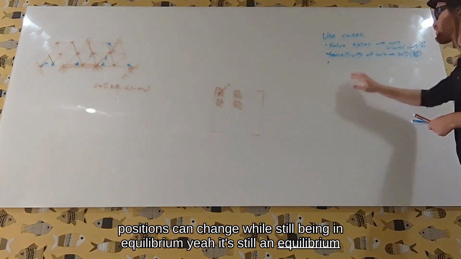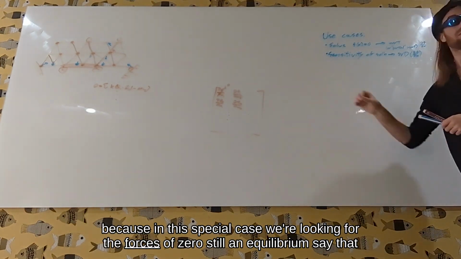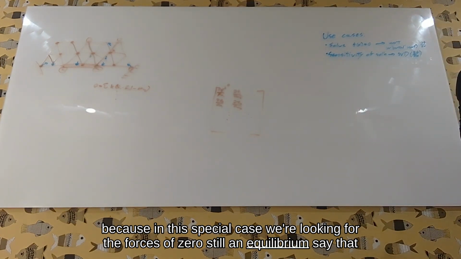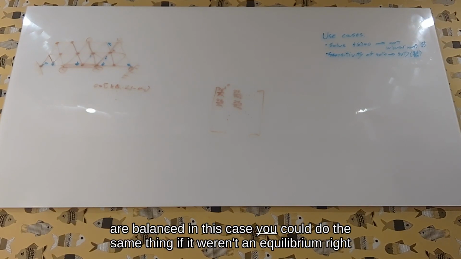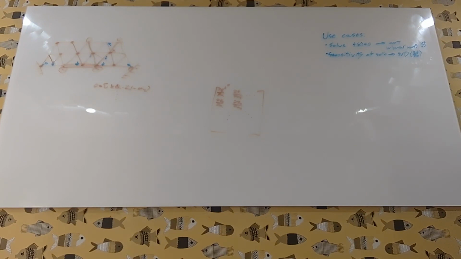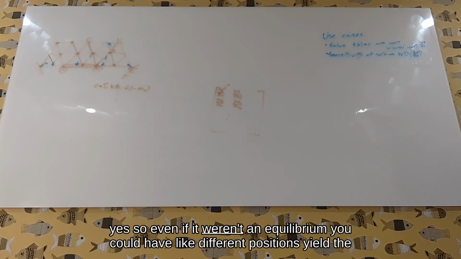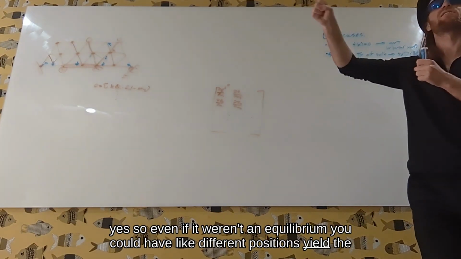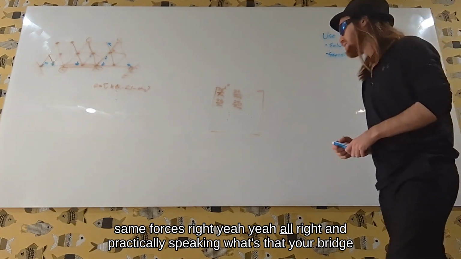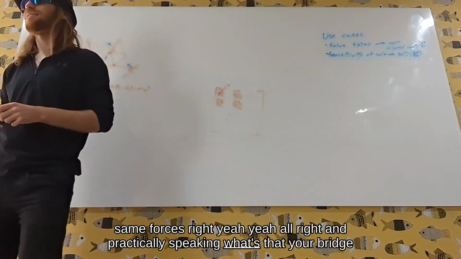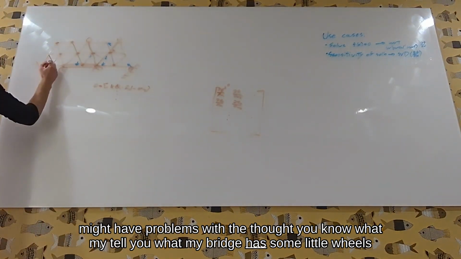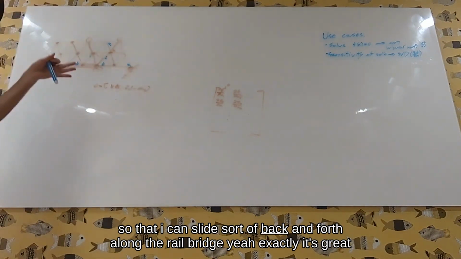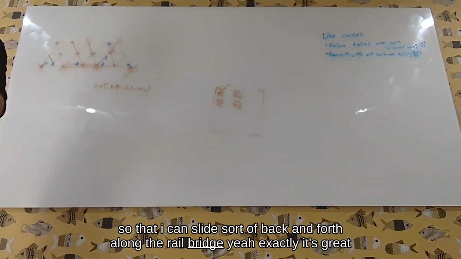So it's still in equilibrium because in the special case we're looking at, the forces are 0. Say that again? Wait, you said it's still in equilibrium, that's because the forces are balanced in this case. You could do the same thing if it weren't in equilibrium, right? Yes. So even if it weren't in equilibrium, you could have different positions yield the same forces. And practically speaking, your bridge might have problems with equilibrium. You know what? Tell you what. My bridge has some little wheels so that it can slide back and forth. It's a canal bridge. Yeah, exactly.